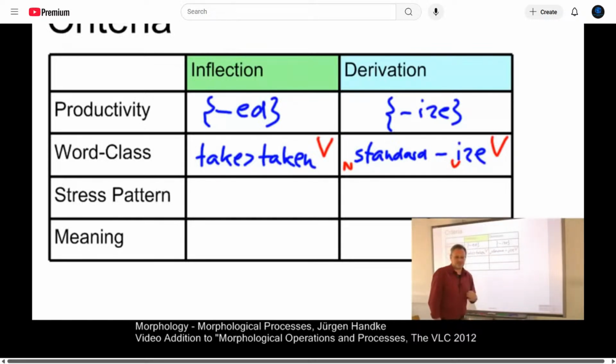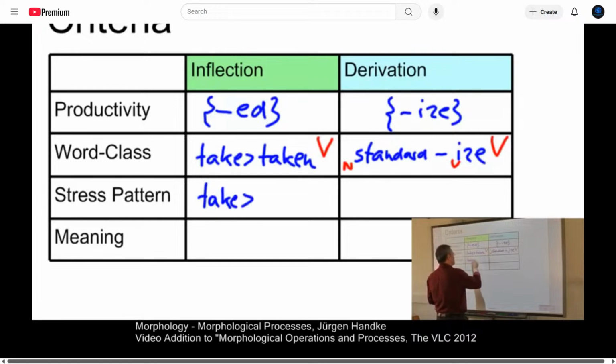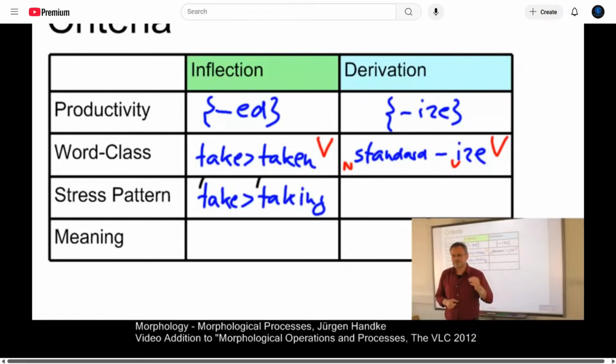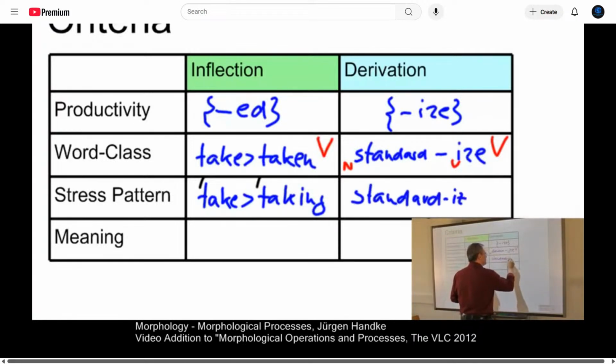The next criterion concerns the stress pattern. In inflectional processes, if you take something like take and taking, the stress always remains the same, so it's in both cases on the first syllable. Derivational processes may change the stress pattern, but again, we have to be careful. This does not mean that all derivational processes involve a change of stress pattern, but some of them. So if you compare standardize and standardization, you immediately see that in standardize the stress would have been on the first syllable, but in standardization, the stress shifts towards the end of the new derivative.